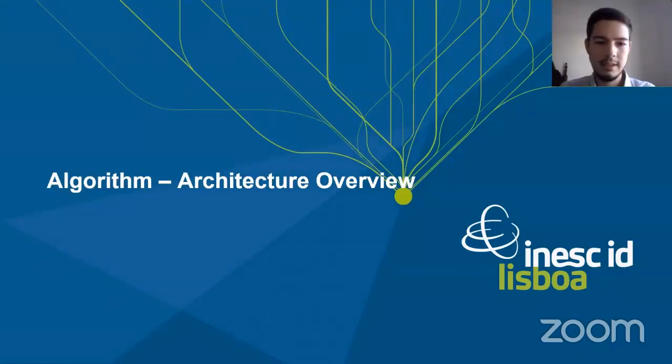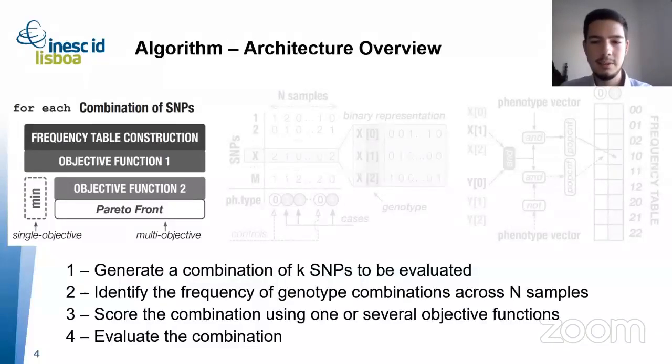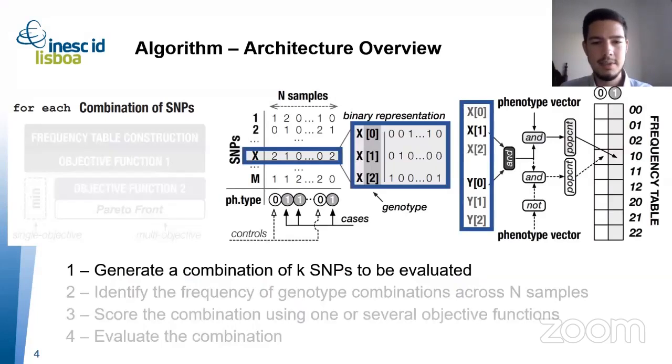Let's now look at an overview of the algorithm being used for epistasis detection. This algorithm consists of a series of 4 steps identified here. The first step consists of generating a combination of k SNPs to be evaluated. The SNPs are represented in the dataset in a binary representation, where each SNP has 3 binary arrays indicating the values for either 0, 1, or 2.